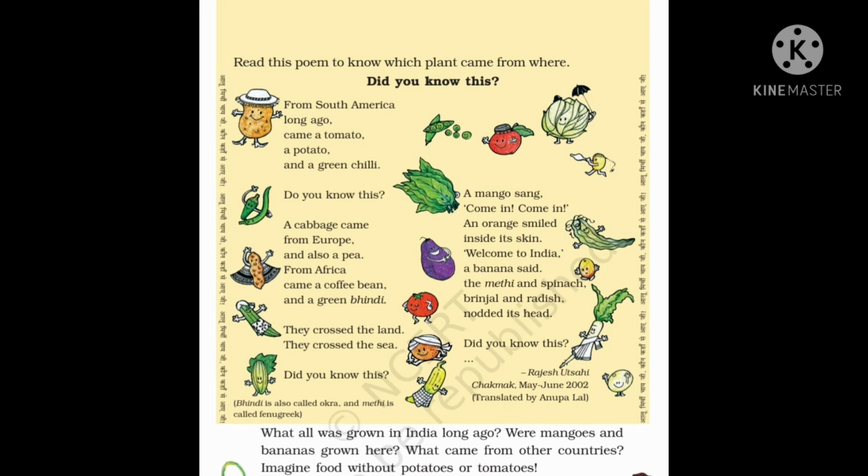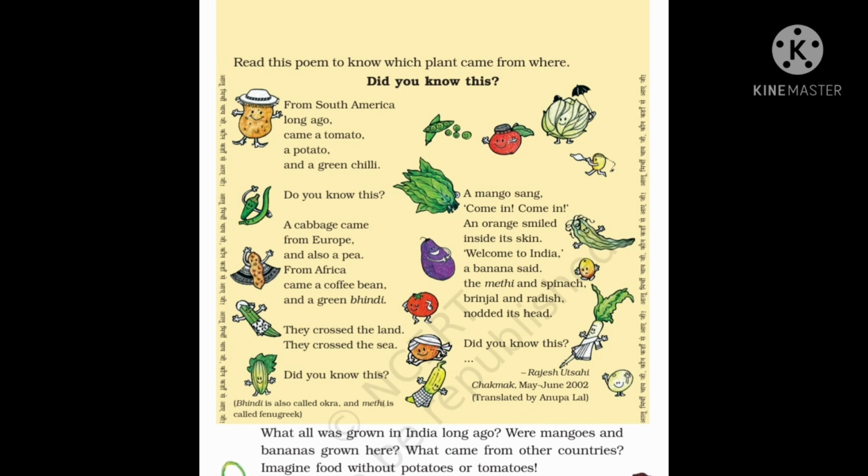That's an interesting fact. So let us know more about fruits and vegetables which traveled a long way to India. From South America, long ago, came tomato and potato and green chilies. Do you know this? A cabbage came from Europe and also a pea from America. Came a coffee bean and a green bhindi. A mango sang, come in, an orange smiled inside its skin. Welcome to India, a banana said. The methi and spinach, brinjal and radish nodded their heads.